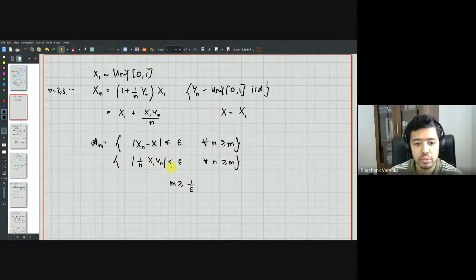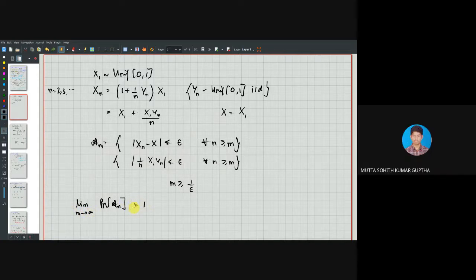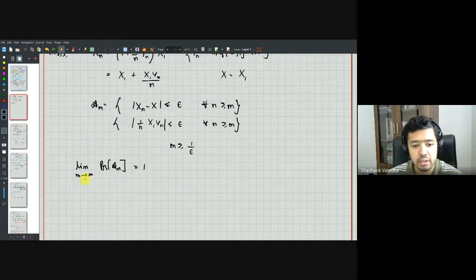Okay, so this is a sequence of events, right? What do we want to find? We want to know the probability of Am. If it converges almost surely, then the limit as m tends to infinity of the probability of Am should be equal to 1. We want to know if this happens or not. How do we find out? Now we know what Am is. We don't really care about Am for small m. All we want to know is how Am behaves for large enough m.